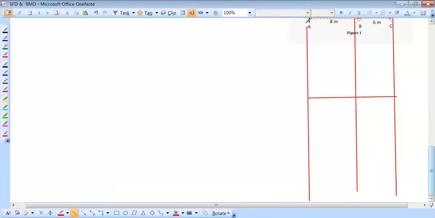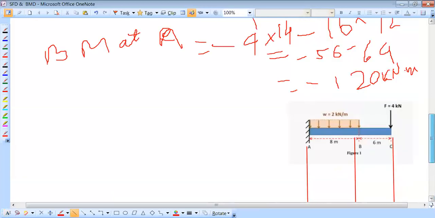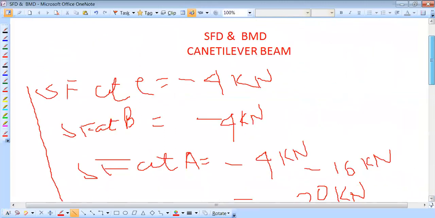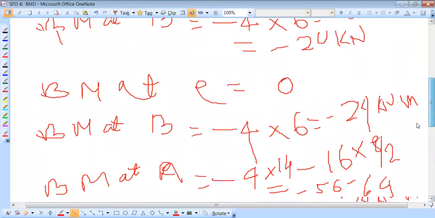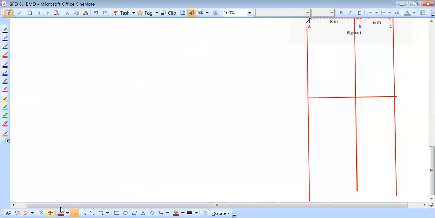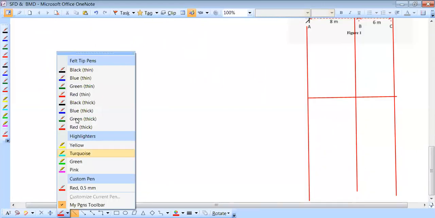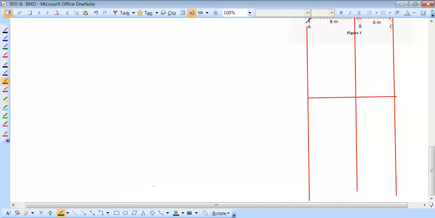Take a line here. What is the value of SF at C? SF at C is equal to -4. So we take a negative sign here. -4 here, then -4 here. There's no force between B and C, so take a straight line.